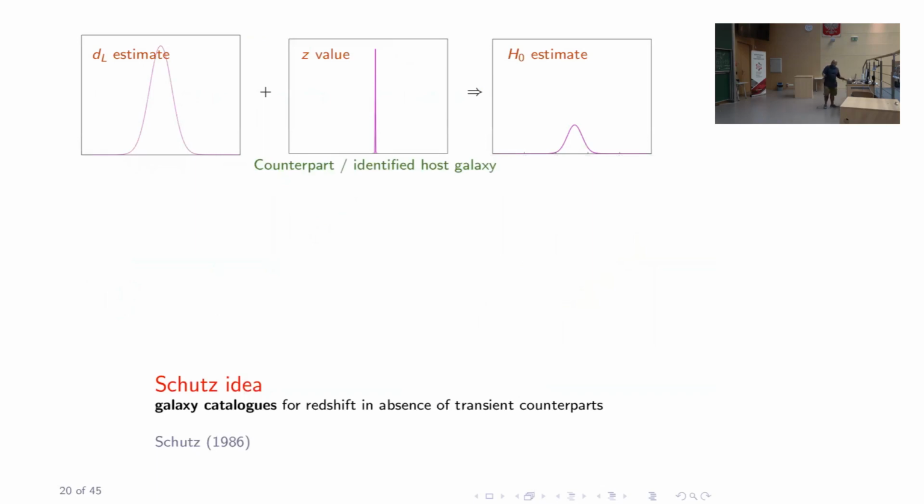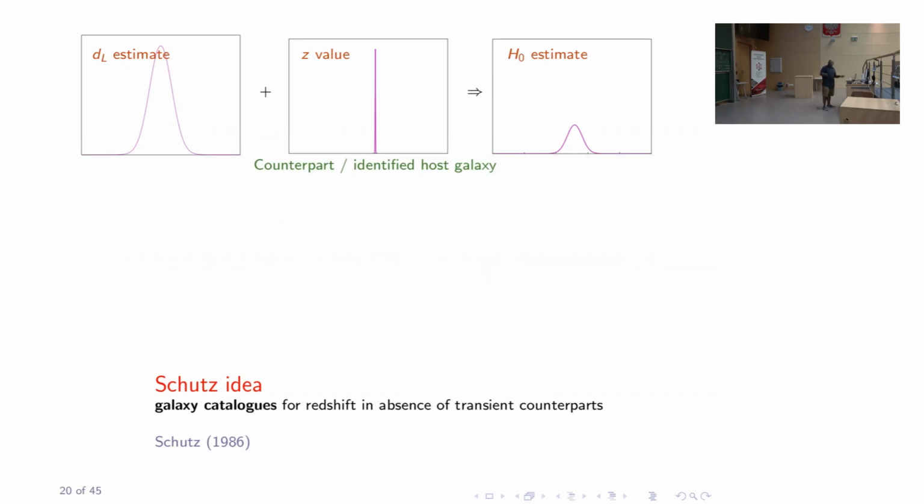This idea dates back to 1986 from Bernard Schutz, the same phenomenal paper which told us first that compact binaries were indeed standard sirens. So let's walk through this cartoon.